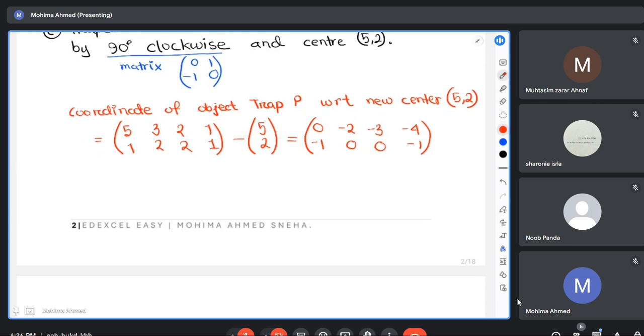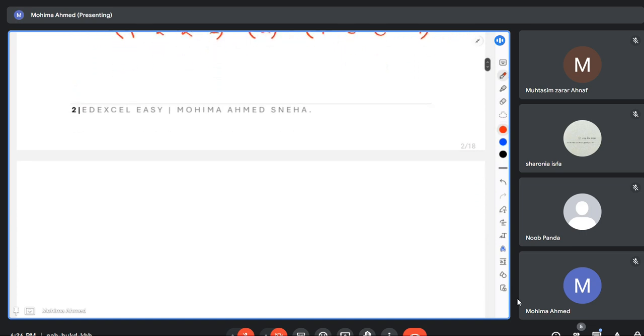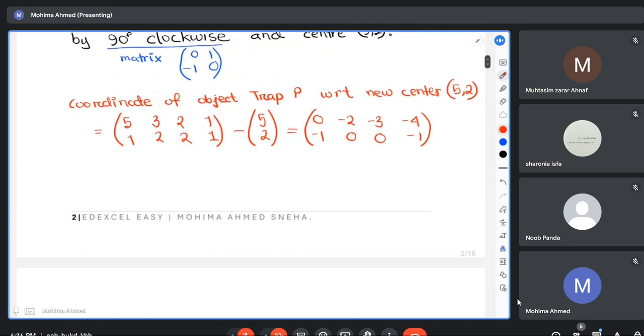Now, we're going to find out the coordinate for the image trapezium B with respect to the new center again, okay? For that case, I'll multiply this coordinate with that 90-degree clockwise matrix to find out the coordinate of trapezium B. But that will only give you the coordinate of trapezium B with respect to the new center, because you are using this coordinate, right? This coordinate was with respect to the new center 5, 2.